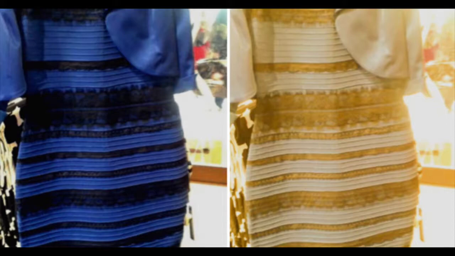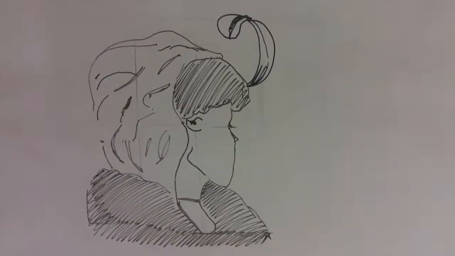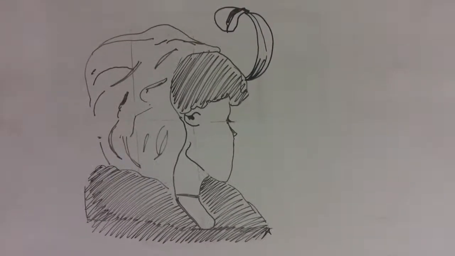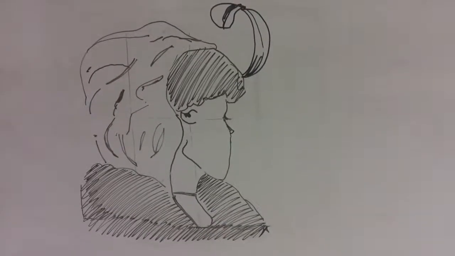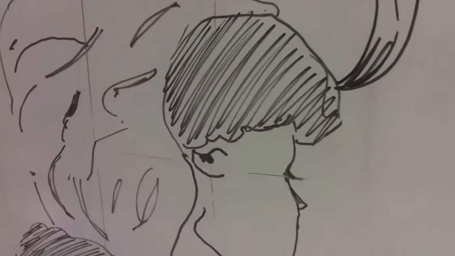What do you see here? What colour is this dress? Is it blue or white? Is it gold or black? Okay, what about this? What do you see here? An old woman or a young girl? There's no right answer. In fact, what you see first is subjective. It's down to the individual. Some individuals see one thing, some individuals see another.